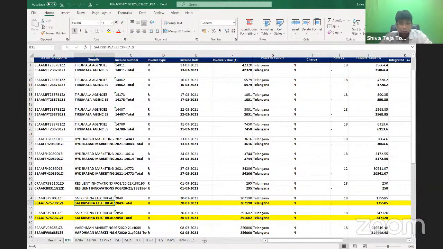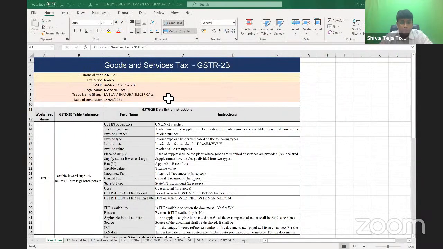Now, let me open 2B also and show you. Hold on for a second. Yeah. So this is how GSTR 2B looks, my dear friends.